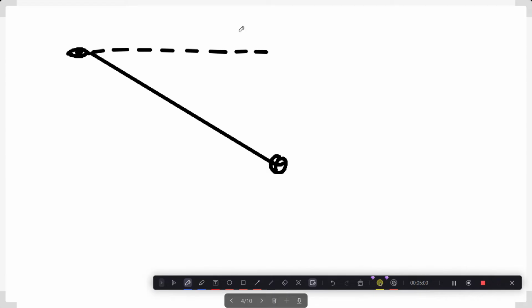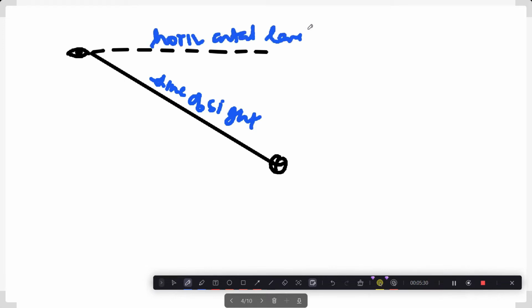Now let's look at another case. I've just made the eye of the person, where, for example, the person is standing in a balcony or looking out of the window and looking down. In the previous example, the person was looking up. Now the person is looking down to an object lying on the ground. In this, the line of sight is below the horizontal level. In the previous case, the line of sight was above. So this angle is known as angle of depression.